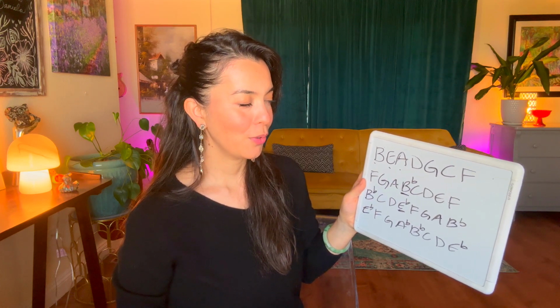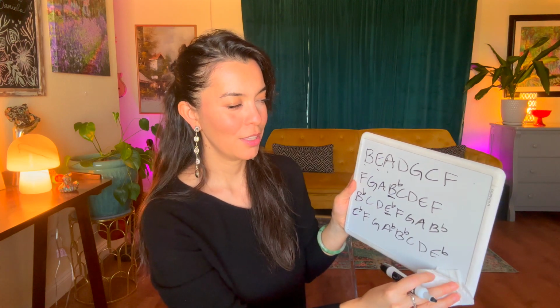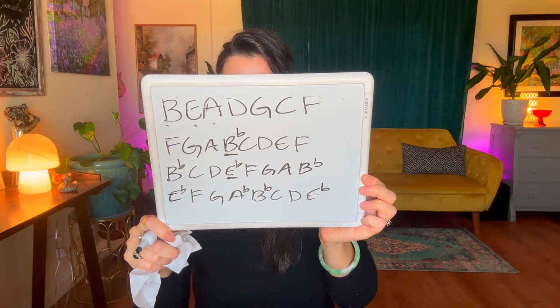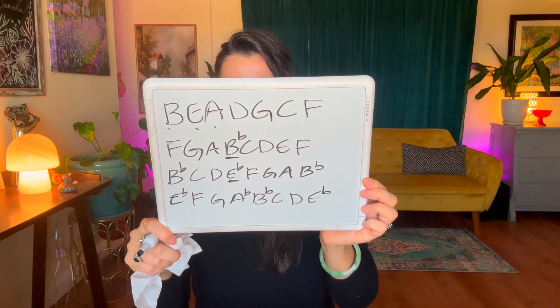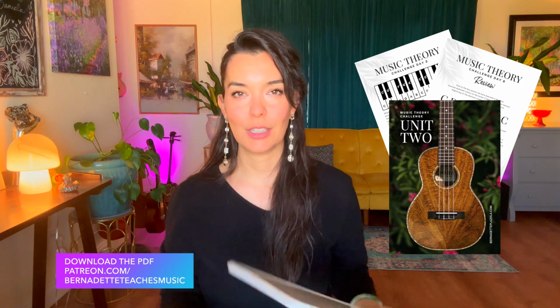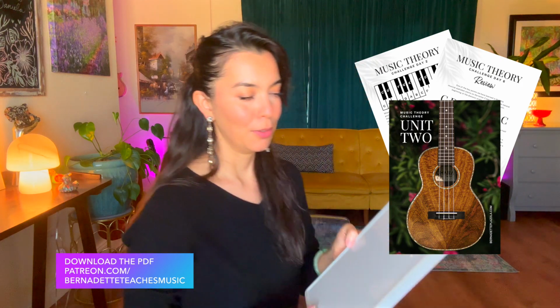Now, when we go to the circle of fifths, I'm going to erase this. Actually, let me hold it here for a screenshot. 5, 4, 3, 2, 1. But remember, I also made a PDF where you can download everything. I've made all of these video lessons into pages that you can download.